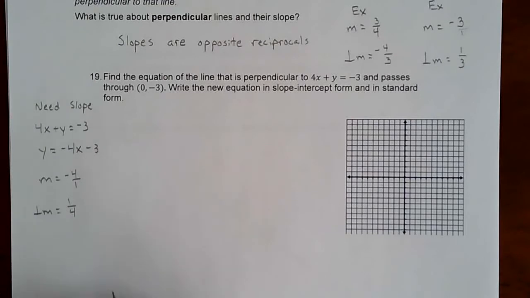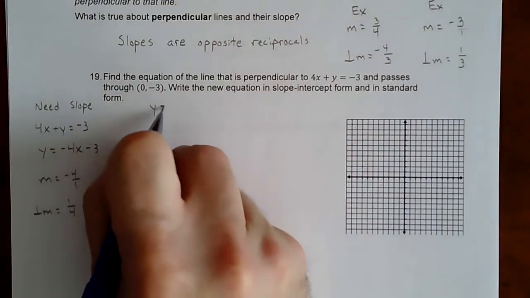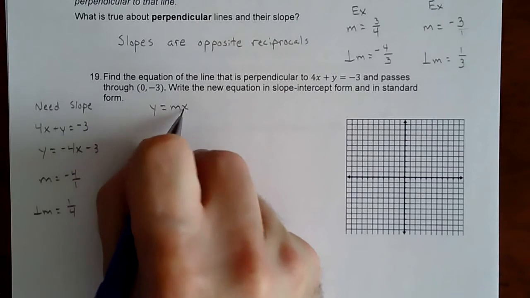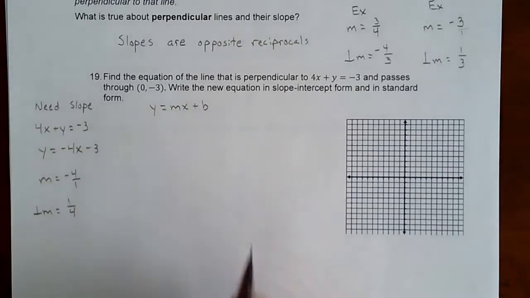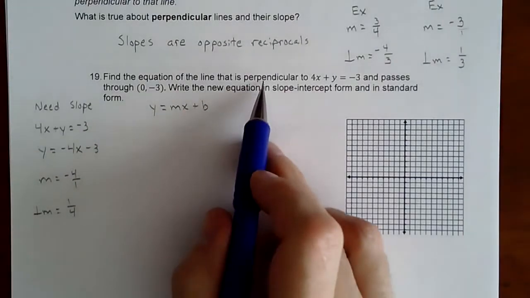Okay, we've got everything we need. So we're going back to the beginning. This is the equation we're shooting for. We're trying to find the equation of a line that's perpendicular to this.